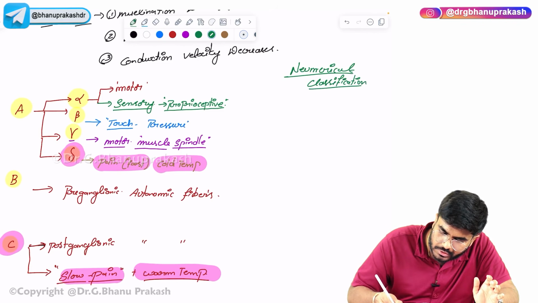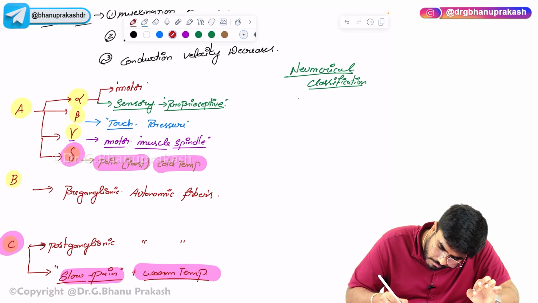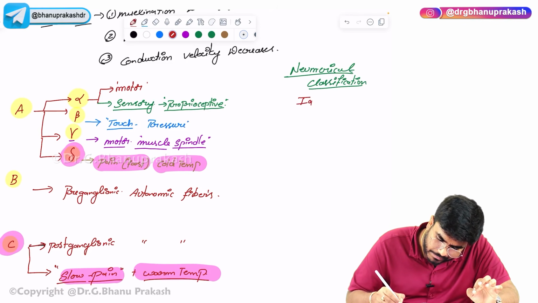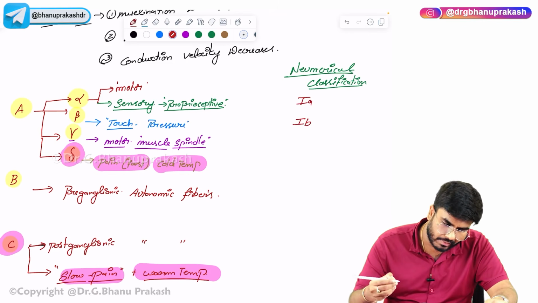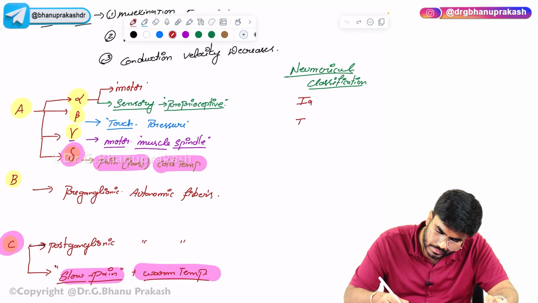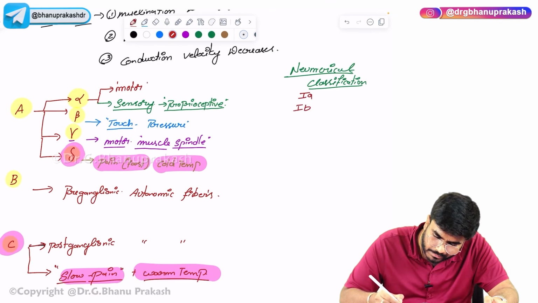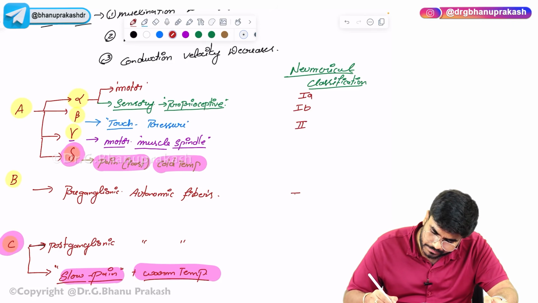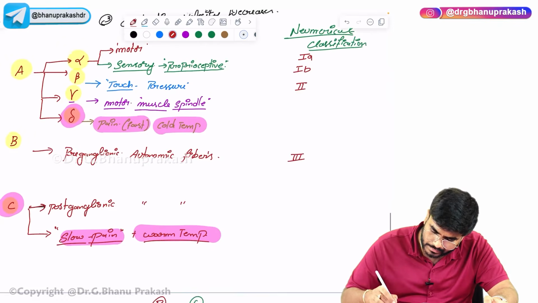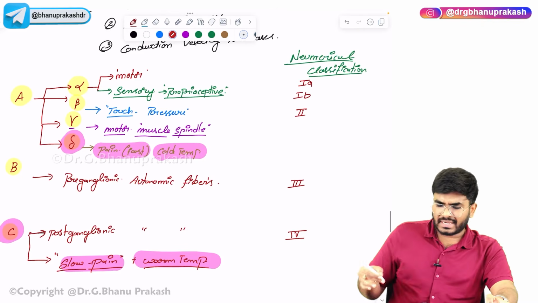Okay, so according to this numerical classification, there are 1A fibers, 1B fibers, 2 fiber, 3 fiber, and 4 fiber. Let me write here: 1A, 1B, 2 fiber, 3 fiber, and 4 fiber. So what exactly are they? These are the same things.